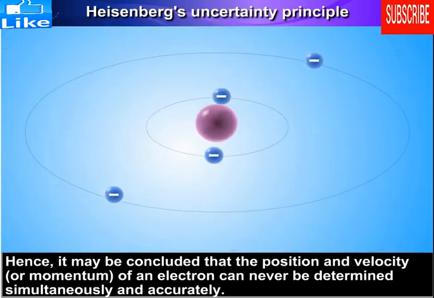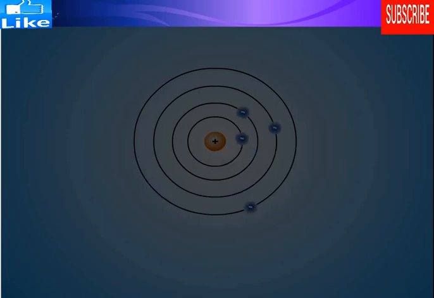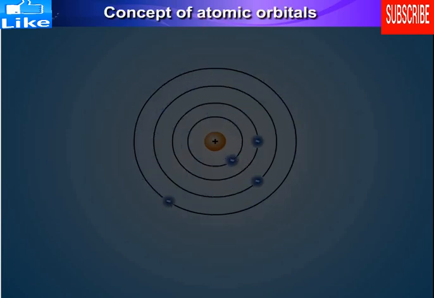Hence, it may be concluded that the position and velocity, or momentum, of an electron can never be determined simultaneously and accurately. Concept of atomic orbitals.